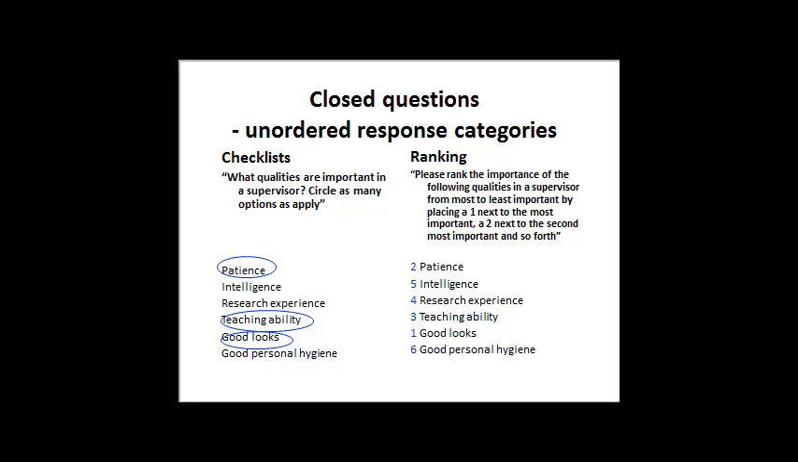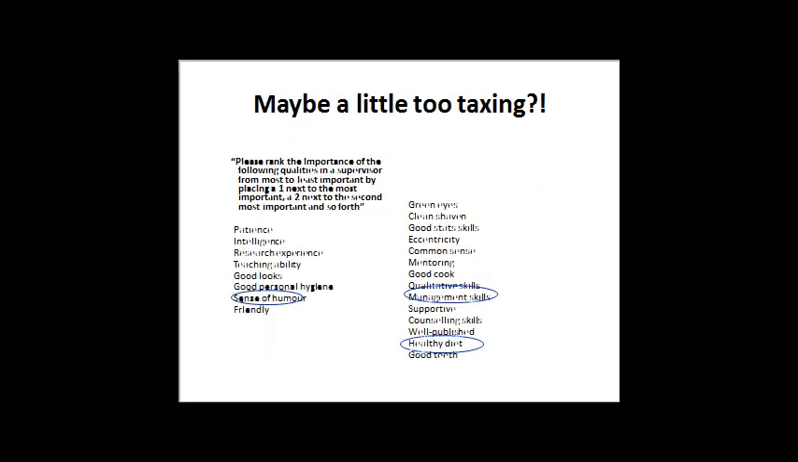Now, ranking is an alternative to checklists. And this type of question requires comparing 6 options, then 5, then 4, and so forth. So this may be a better alternative. However, if all options need to be presented, then the question might be simplified by asking for a ranking of only the top 3.